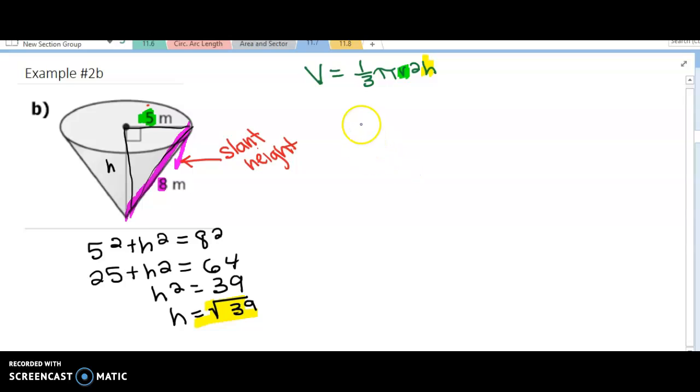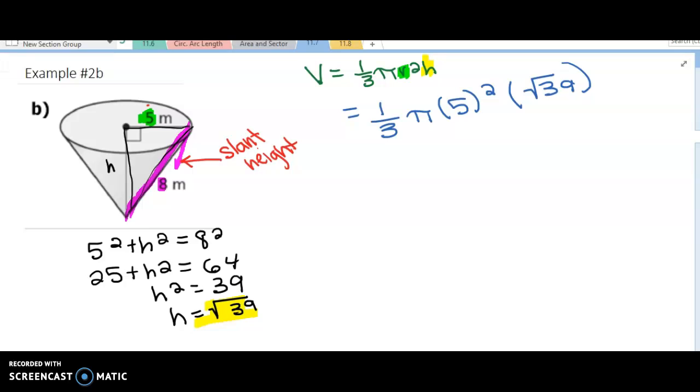Okay, so my volume is 1/3 times pi times 5 squared times square root of 39. And since we have a square root, it's going to be an ugly number. I'm just going to go ahead and put it all in my calculator. All right, so if I put all this into my calculator, I get roughly 163.5, and that is meters cubed.